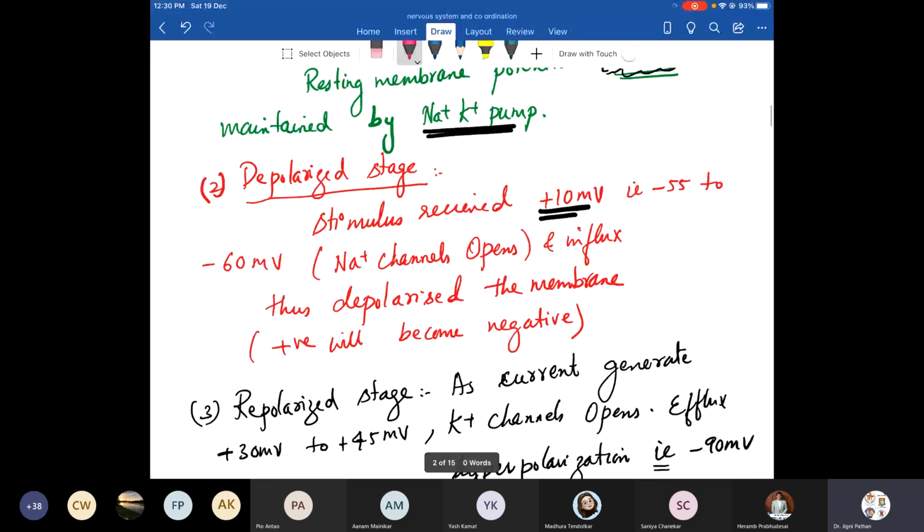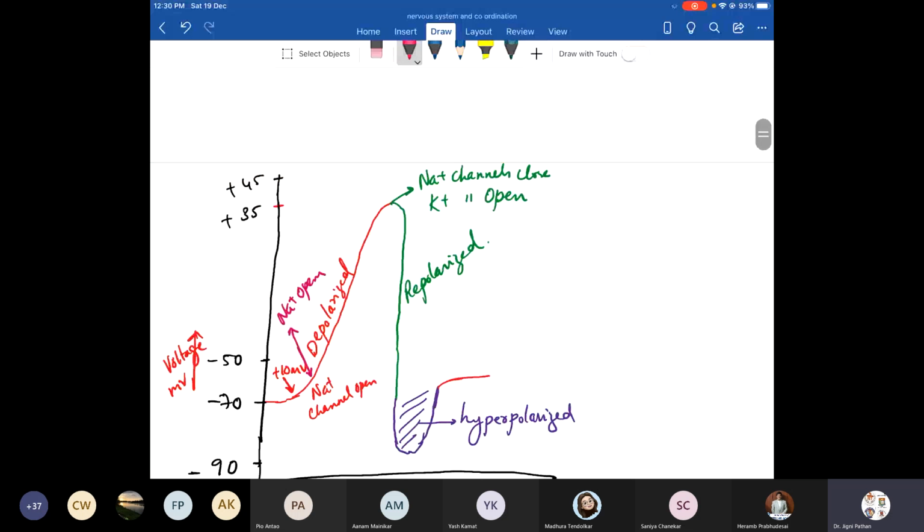Next, what is repolarization? If you look into the diagram, at minus 60, what will happen? Sodium channels open, the depolarization takes place. Sodium channels remain open until the voltage reaches around plus 35 to plus 45. So much sodium is moving inside, causing the positivity of the membrane. At plus 35 to plus 45, sodium channels close, but potassium channels open.